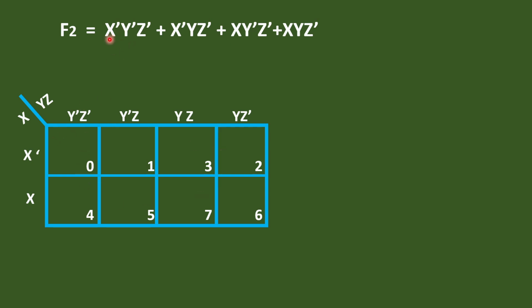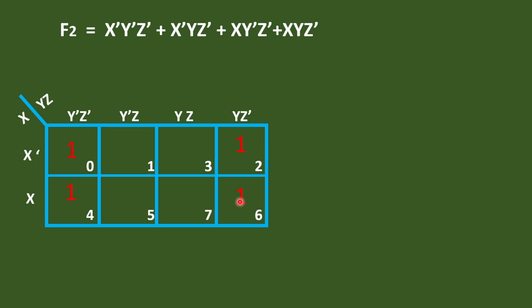So here first we have this x dash, y dash, z dash. So that corresponds to the 0th cell. So in that we place a 1. Then here we have x dash, y, z dash. So this is 2, right? To this cell we place a 1. Then the next term is x, y dash, z dash. That corresponds to this 4th cell. So we place a 1. Then next corresponds to this x, y, z dash. That corresponds to the 6th cell. So we place a 1 into the cell.